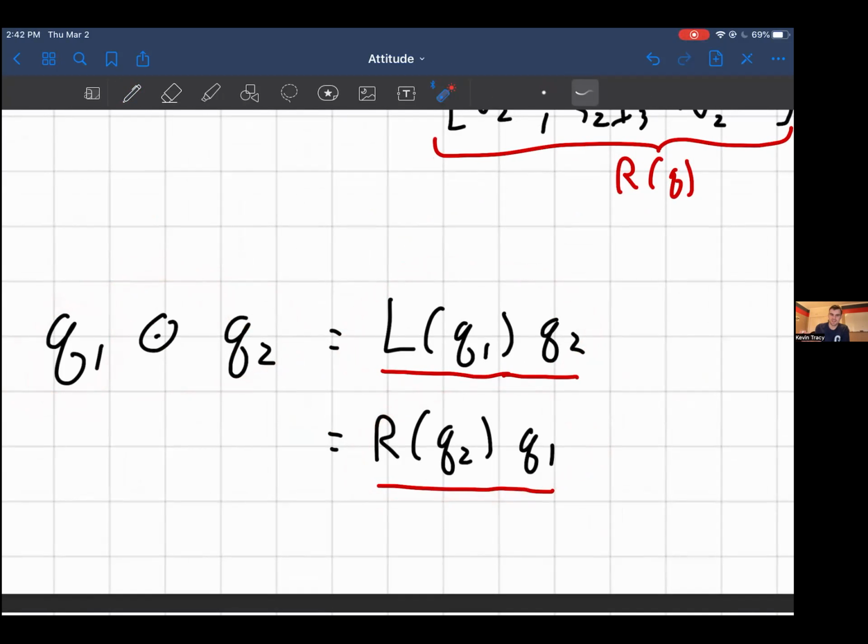So does this make sense, like where the L and the R came from, and how it could be useful to have Q2 on the right or Q1 on the right, and how I can use L or R accordingly to move whichever quaternion I want to that one side?